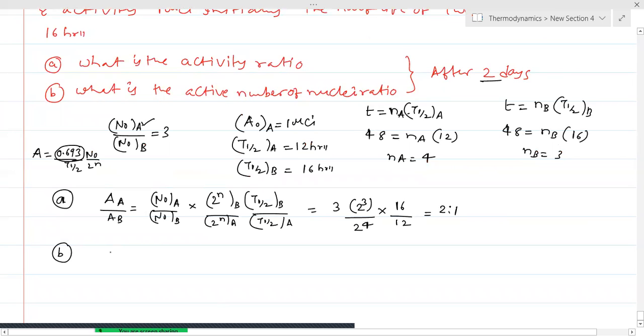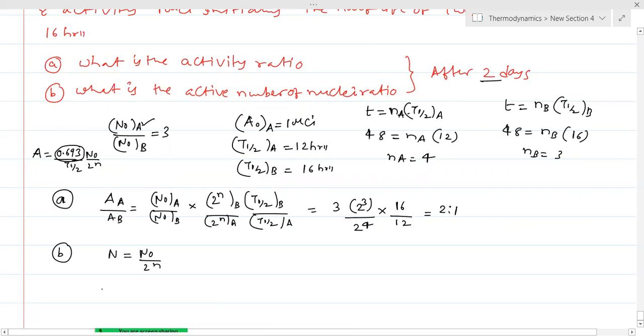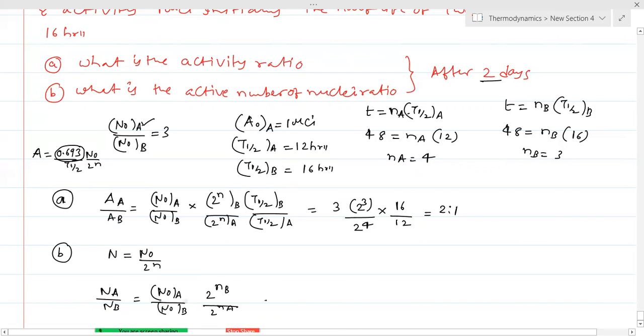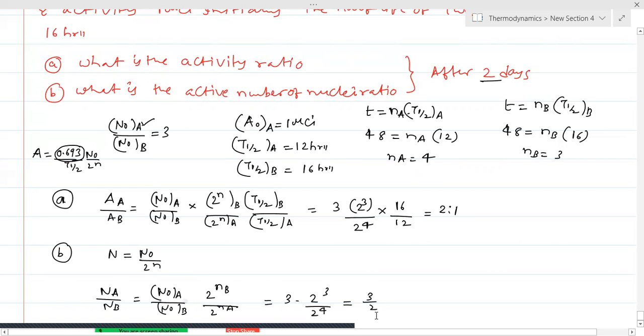Suppose for the number of active nuclei, N equals N naught by 2 power n. So that is Na by Nb equivalent to N naught of A by N naught of B into 2 power nb by 2 power na. Same story: 3 into 2 cube by 2 power 4. Therefore we will get 3 by 3. So in this way we will discuss key models.